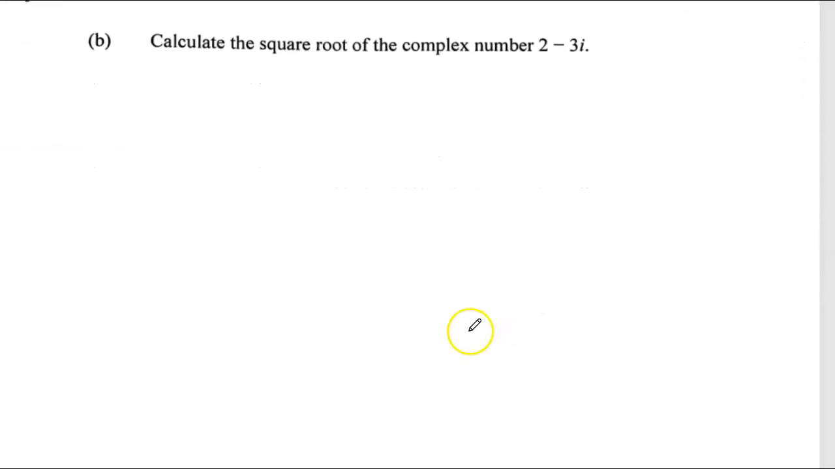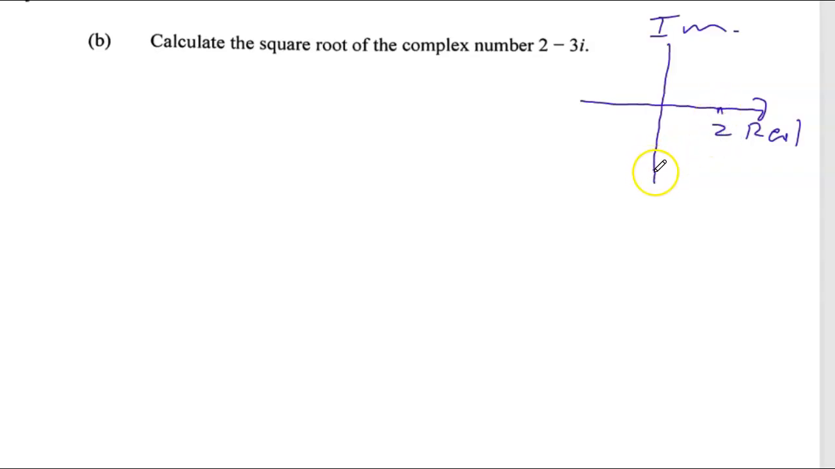Calculate the square root of the complex number 2 minus 3i. So let me just quickly do an Argand diagram for this complex number. Alright, so this is the real axis, and here's our imaginary axis, that's the vertical axis. So 2 minus 3i, that's 2 on the horizontal, or the real axis, and minus 3 on the vertical, or the imaginary axis. So this would look like this.